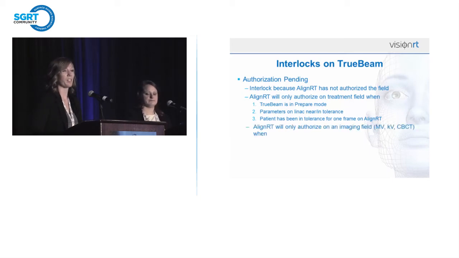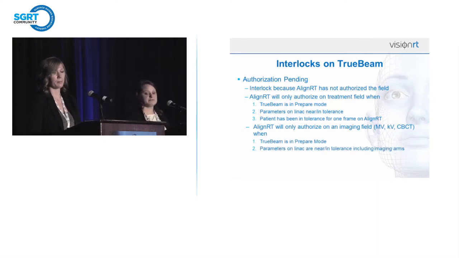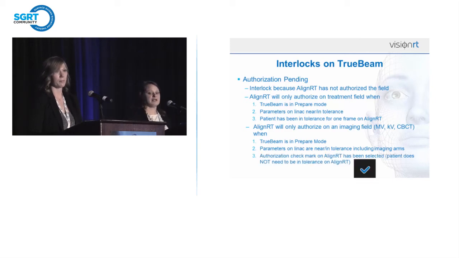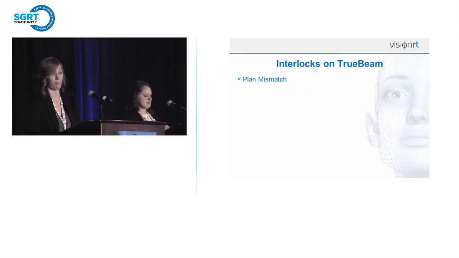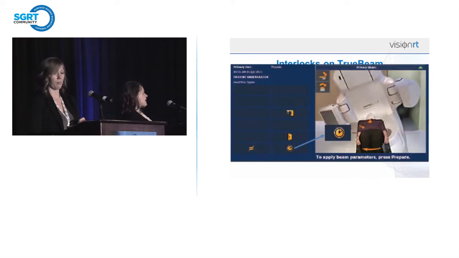AlignRT will only authorize on imaging fields when TrueBeam is in prepare mode, parameters on the LINAC are near or in tolerance, including the imaging arms, and an authorization checkmark on AlignRT has been selected. And just for a note, the patient does not need to be in tolerance when we're doing an imaging field. A plan mismatch, so just a representation, if you have a plan mismatch, it's accounted for in the clock icon. I believe it's the busy icon is what Varian refers to it as.